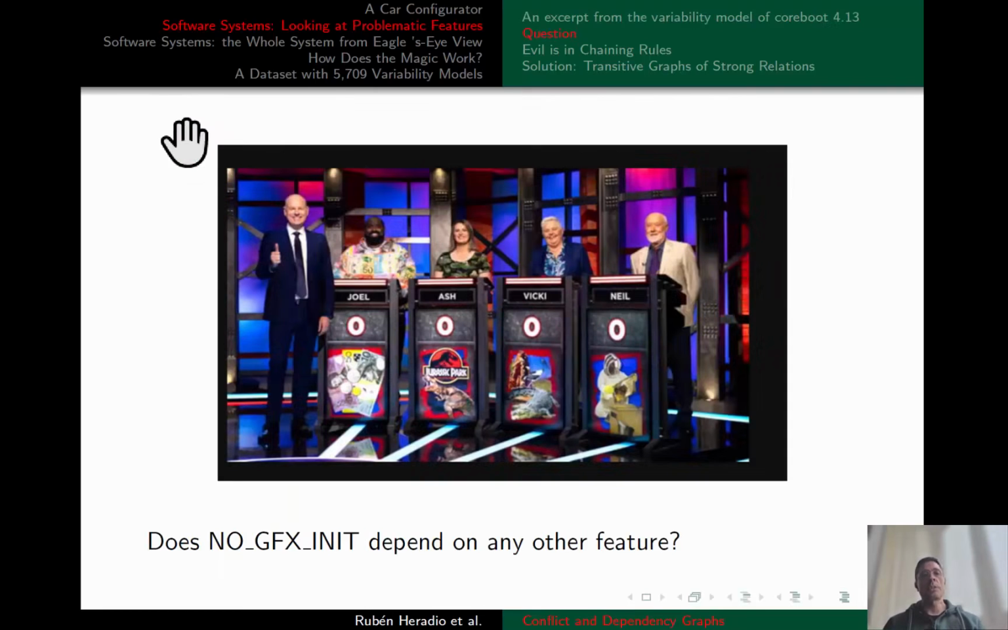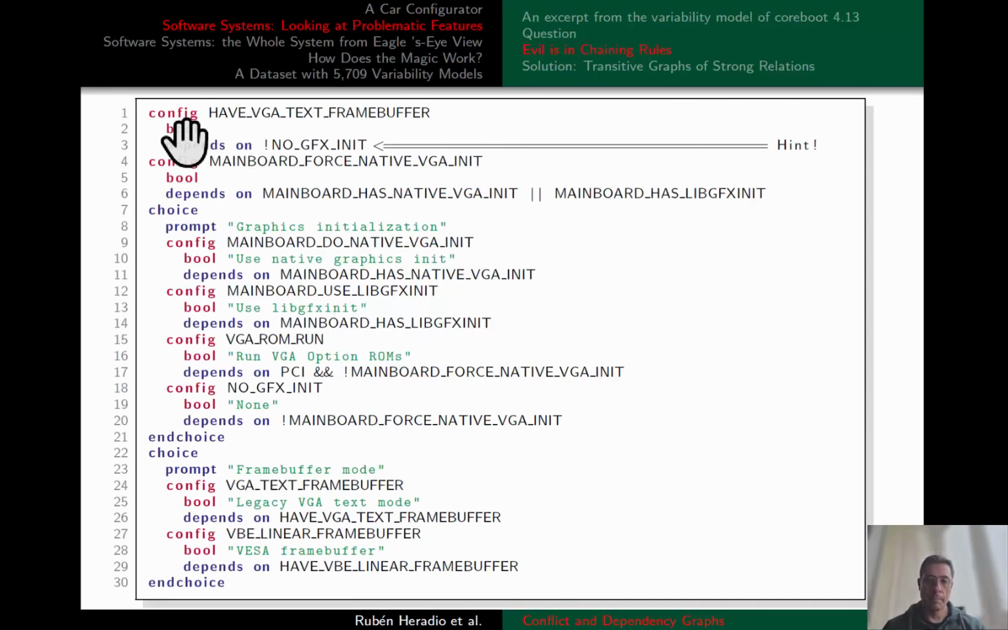I dare you to answer this question. Does feature no GFX init depend on any other feature? In other words, in every configuration where no GFX init is enabled, are there any other features that also need to be enabled? To answer the question, start looking at this dependency here. So please stop the video, try to solve the problem, and then start again.